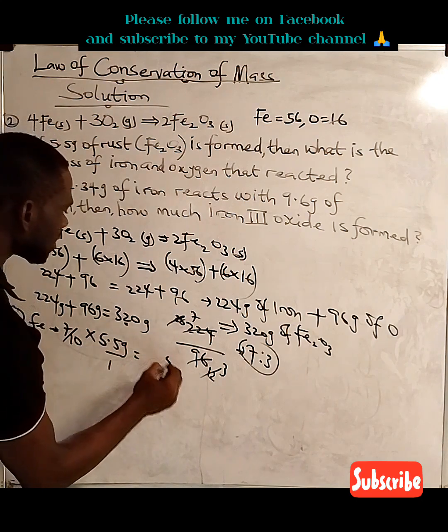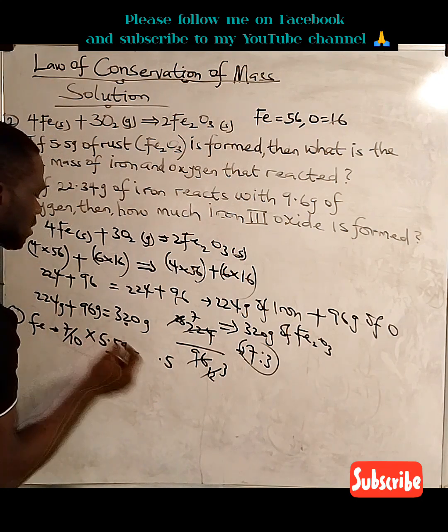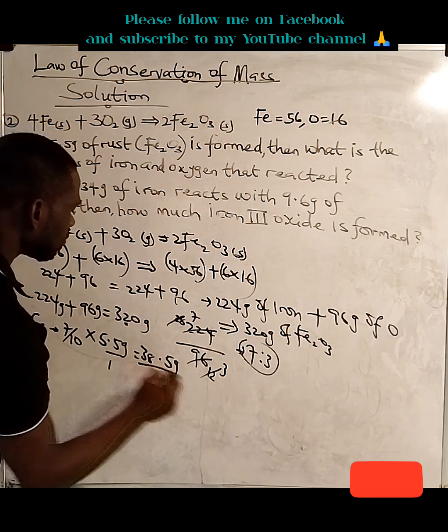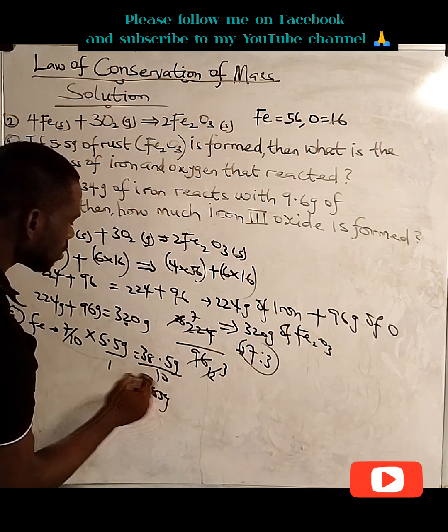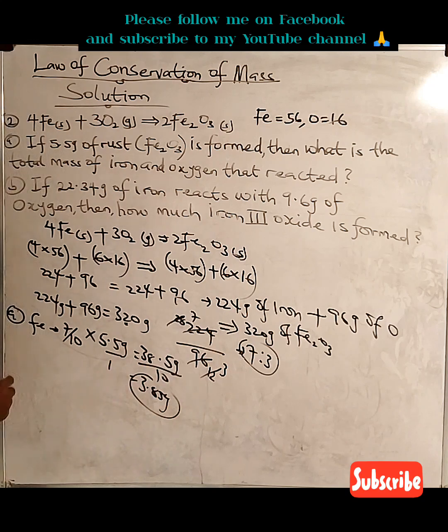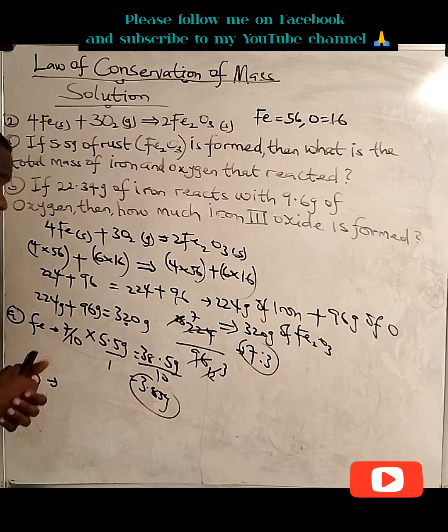7 times 5 is 35. Remember, 7 times 5, 35, that's 38.5 gram over 10. But with the value, you're going to get 3.85 gram of iron, as simple as that. So the next thing you're going to do now is get the one for oxygen. Now, how to get the mass of oxygen that combined is simple.